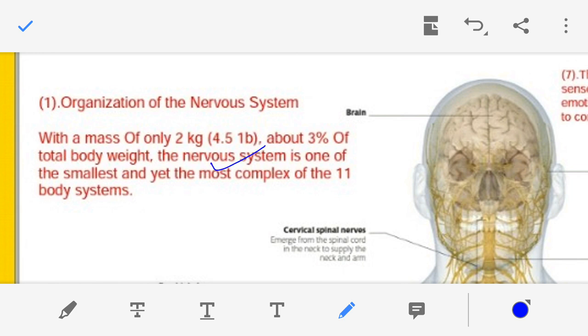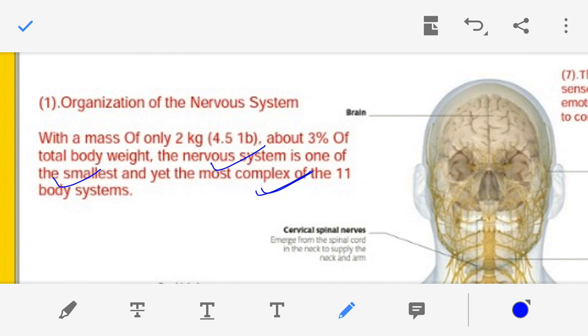Now, the nervous system is the smallest system of the body amongst the total 11 body systems. In our body, total 11 systems are there, and one of them is the nervous system, and it is the smallest one, and yet it is a complex one. The reason for the complexity is that there are so many neurons, so many nerves, then the supporting system, connective tissue, nerve impulses, then the integration of information, analyzing of information.